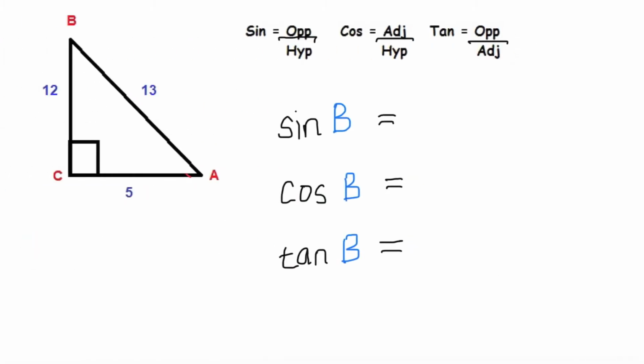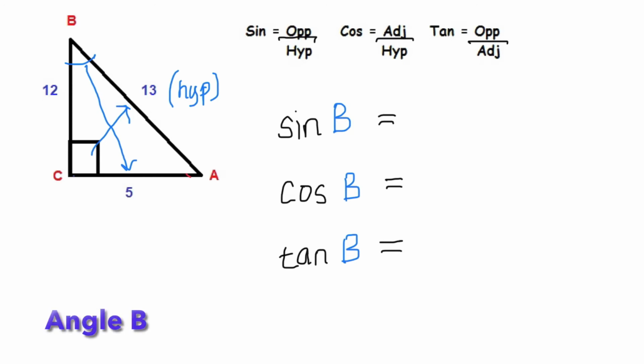Now let's take a look at angle B. Again, the opposite of our right angle is always going to be our hypotenuse. The line segment opposite of angle B is going to be our line segment labeled 5. Our adjacent is the one next to B, and that's going to be our line segment, which is 12.